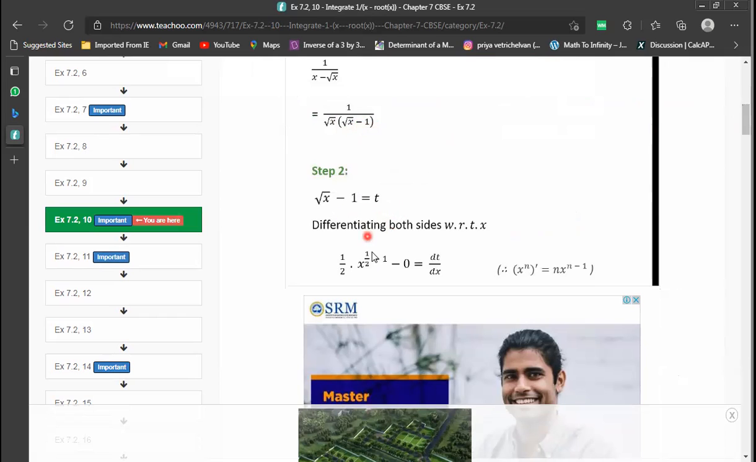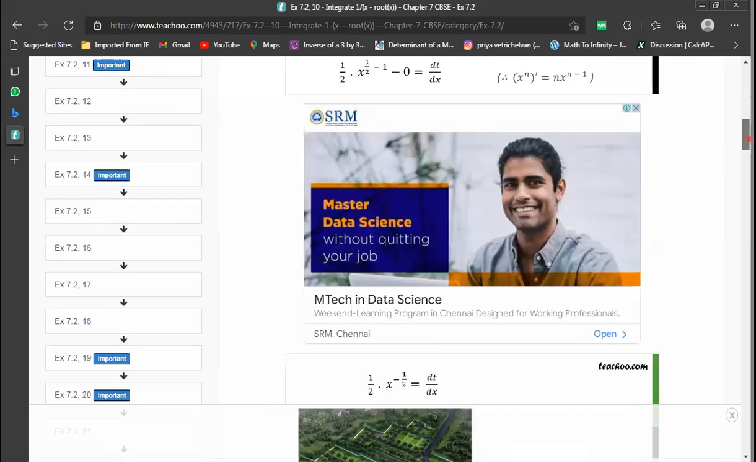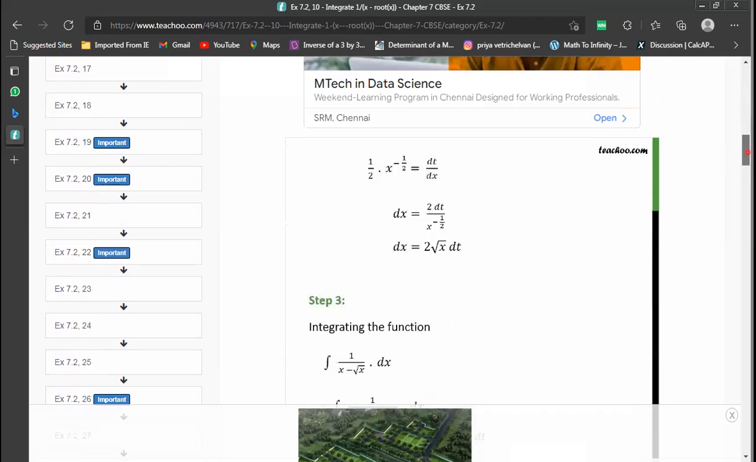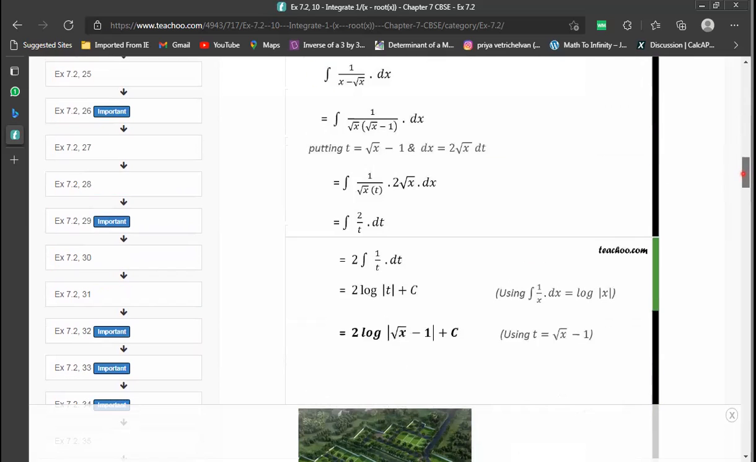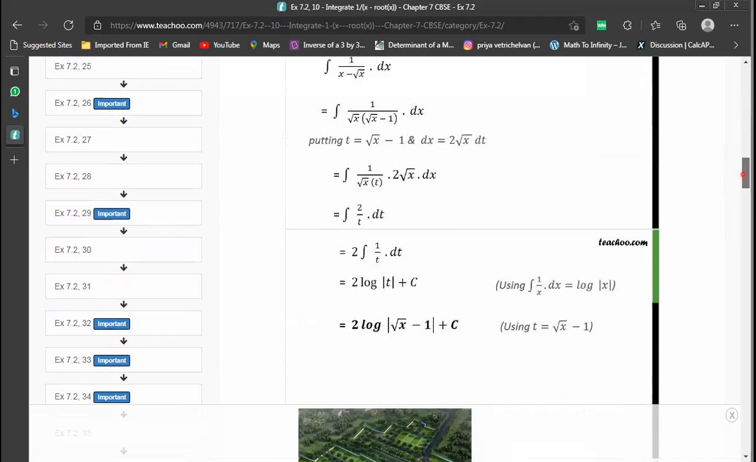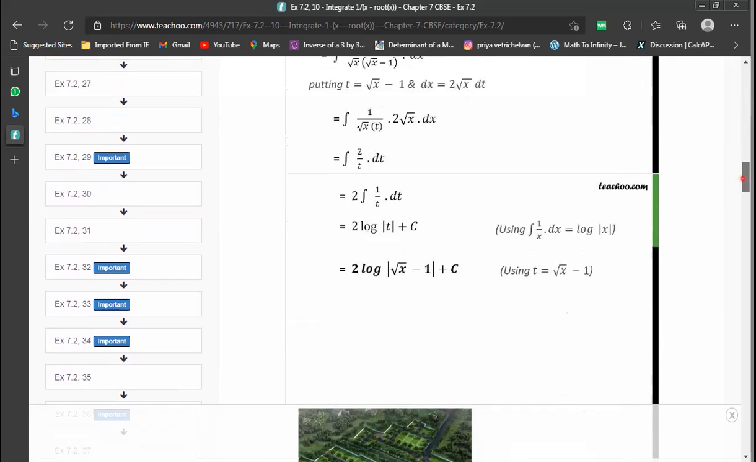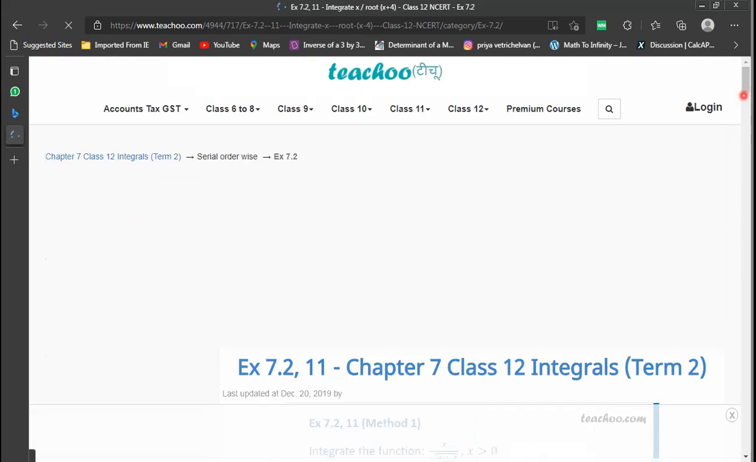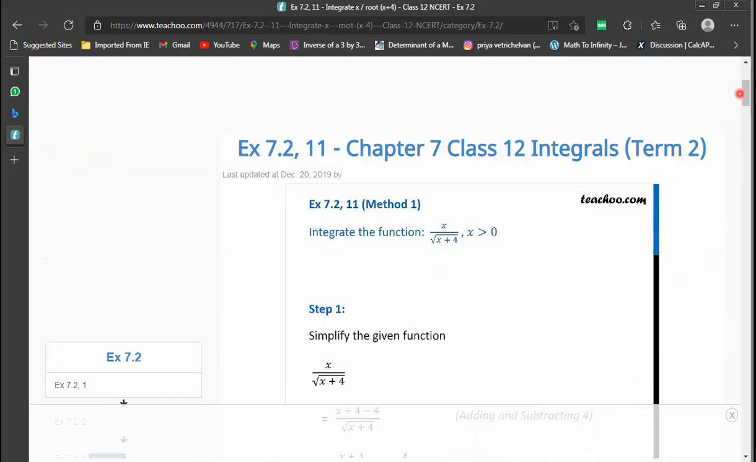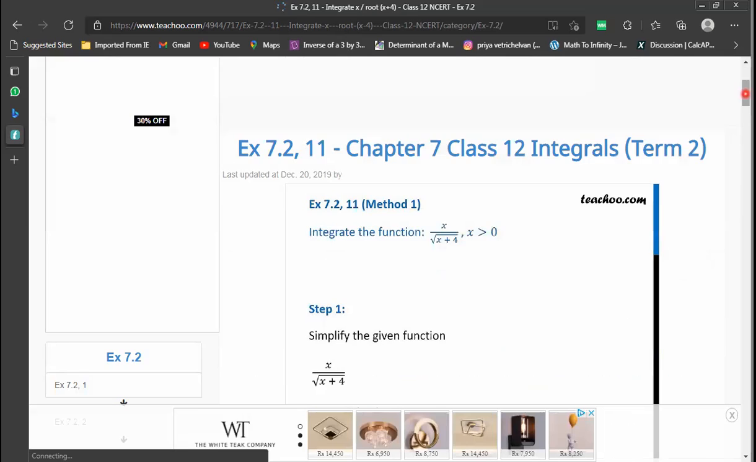Again, you have to differentiate both sides. After differentiating, change the question in terms of t and then do the integration. Again, you substitute back. Putting the value of t as square root of x minus 1 will give you the result. Same method. The only thing is you're changing the sum of the terms into the product of the terms in the denominator. That is the only twist in that question.